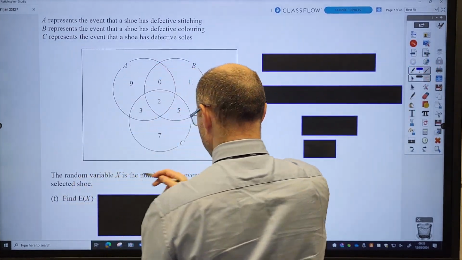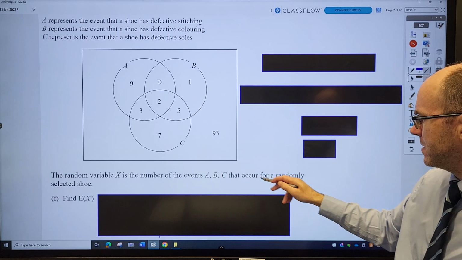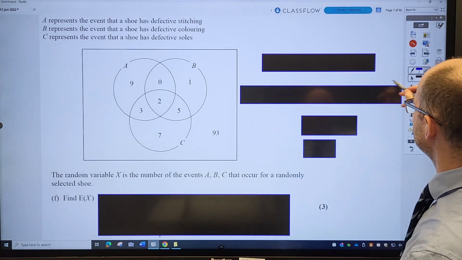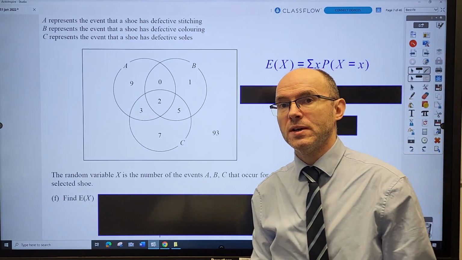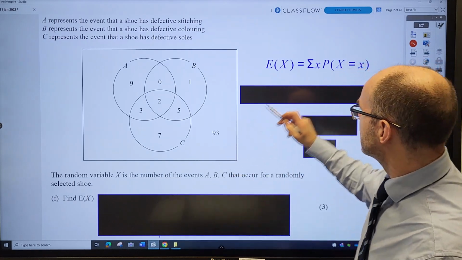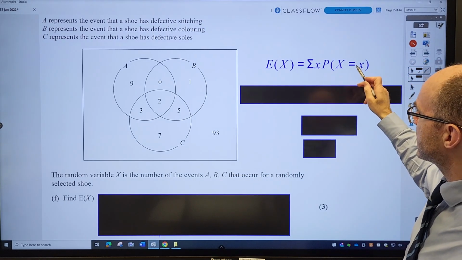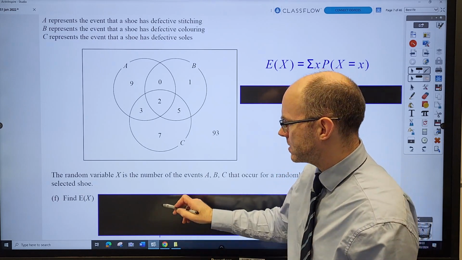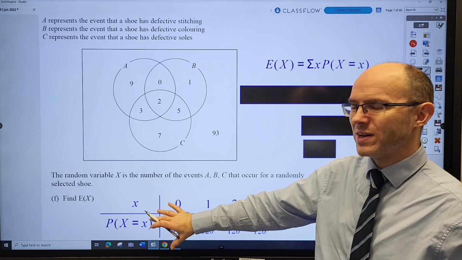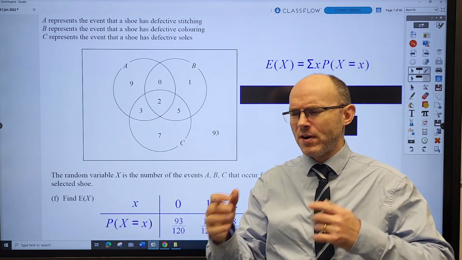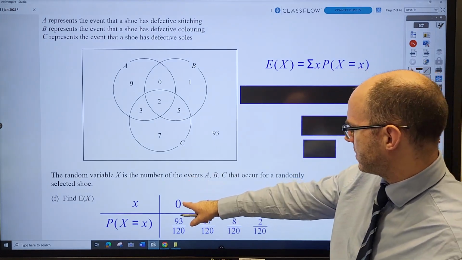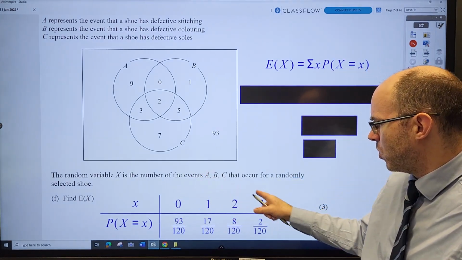This one, so random variable x is the number of events A, B and C that occur for a randomly selected shoe. Find E of x. When it says E of x, you've just got to remember how to do this with these probability distribution questions. So expected value of x is sigma x times probability x equals x. What does that actually mean? It means you need to have a probability distribution table like this. Okay? So draw up one of these, what I do anyway to answer this because I find it helps you. And you've got either 0, 1, 2 or 3 defects.